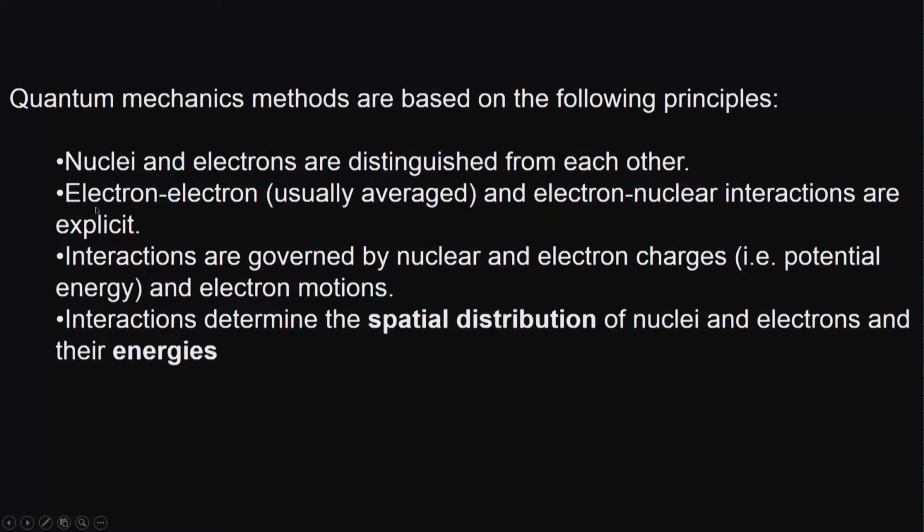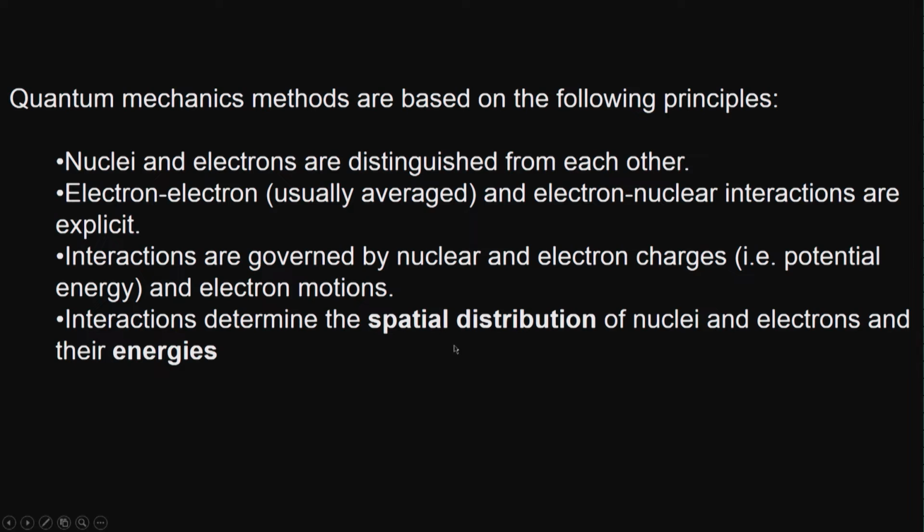Okay, so quantum mechanics methods are based on the following principles. Nuclei and electrons are distinguished from each other. So, you have electron-nuclear interaction, where you may have attractions and repulsions. You do not consider all the electrons because that will be too much; I will tell you how they are averaged out. Interactions are governed by nuclear and electron charges, that is the potential energy, and then electron motions.